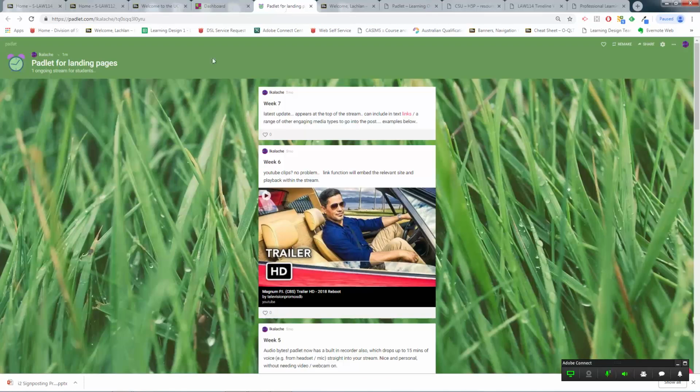Padlet.com is the base page. Anyone can sign up. It's free. You can create 3 walls per user. Basically, it's an incredibly versatile tool. It starts with this idea of a wall, and the posts on the wall can take different formats.